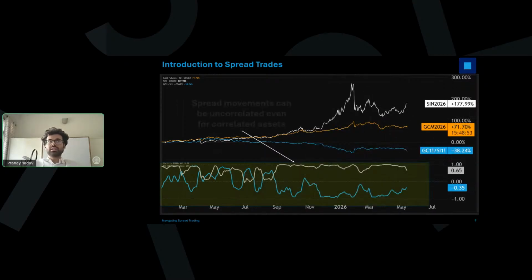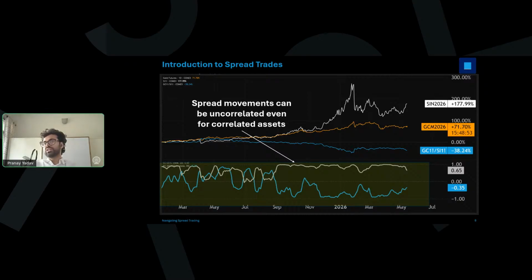As a result of that, spread movements can actually be uncorrelated even for correlated assets. Now, the gold silver ratio is actually negatively correlated most of the time over the past year or so. And that's the blue line that you see on the bottom here. It's interesting because the other line that you see here is the correlation between gold and silver. As you can see, that's highly positive. What that means is that when gold prices rise, silver prices rising is actually a pretty predictable scenario.